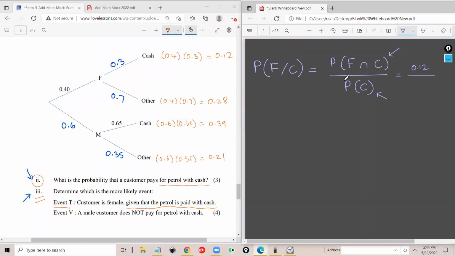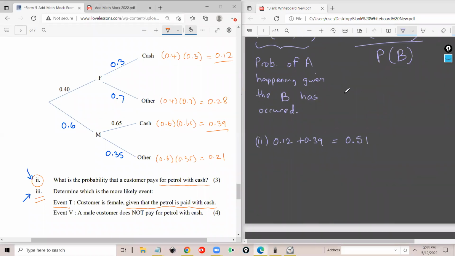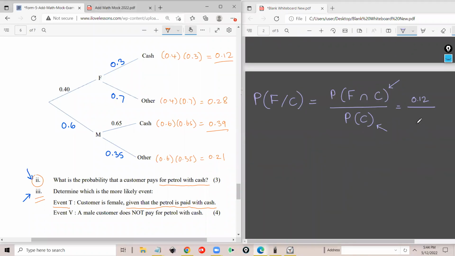And what's the probability of paying with cash? There are two ways to pay with cash, right? Remember this one and this one. So the probability of paying with cash is the answer from on top, which is 0.51. So divide those two and we will get the probability of event T. So the probability of event T is equal to 0.12 divided by 0.51, which I'm getting roughly 0.235 or 0.24, however you want to round it off.